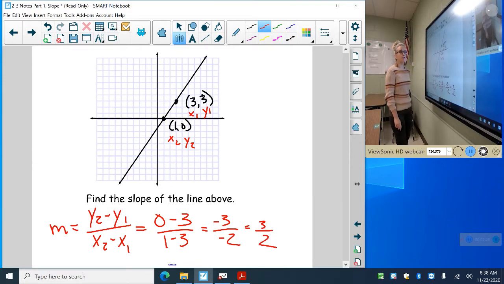We'll just leave it a fraction so we can say, okay, it goes up 3 for every 2 it goes over. Well, is that true? Does it go up 3 over 2? It sure does. So we would say the slope is 3/2, or 3 over 2.